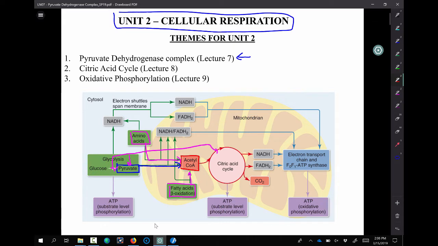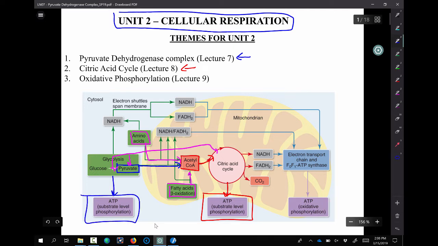Now, acetyl-CoA will feed directly into the citric acid cycle. The citric acid cycle will be covered in lecture 8. That pathway, just like glycolysis, can produce a small amount of ATP through substrate level phosphorylation. Glycolysis, as we've discussed, can also lead to ATP through substrate level phosphorylation. The citric acid cycle will also, and this is really important, produce significant amounts of reduced electron carriers, NADH and FADH2.